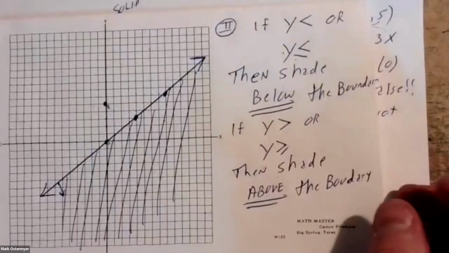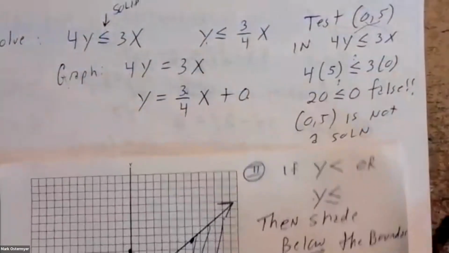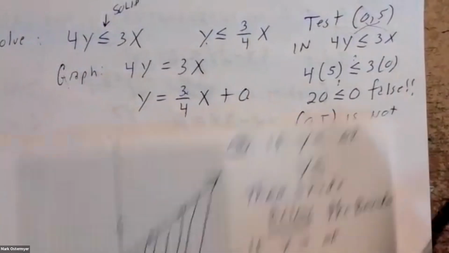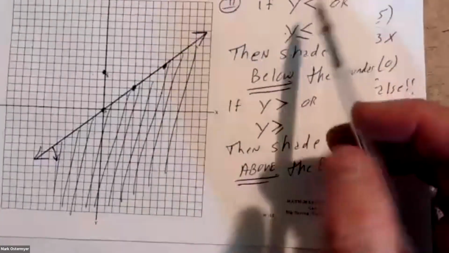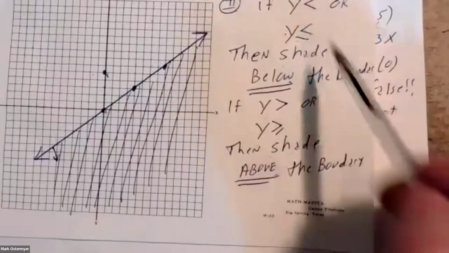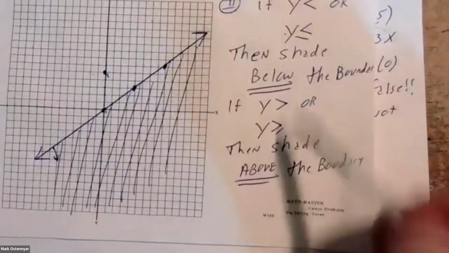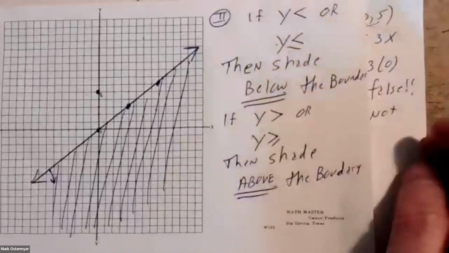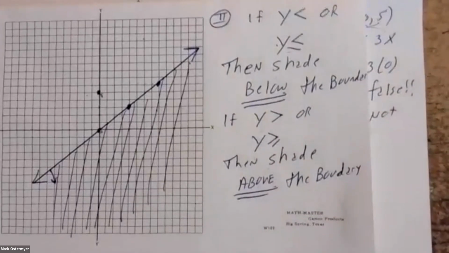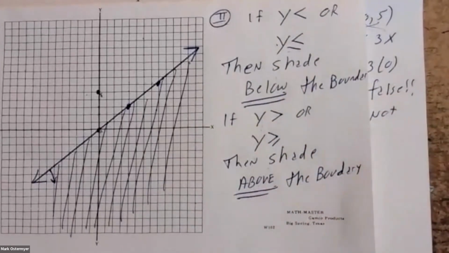So do we understand how to shade? Whether you choose a test point, test it out to determine on what side of the boundary you shade, or whether you solve your inequality for y and then look at how the inequality is oriented with respect to y on the left to determine how you shade. It's up to you. Okay. So that one's done. Any questions about this one here? The solution set of this one here.